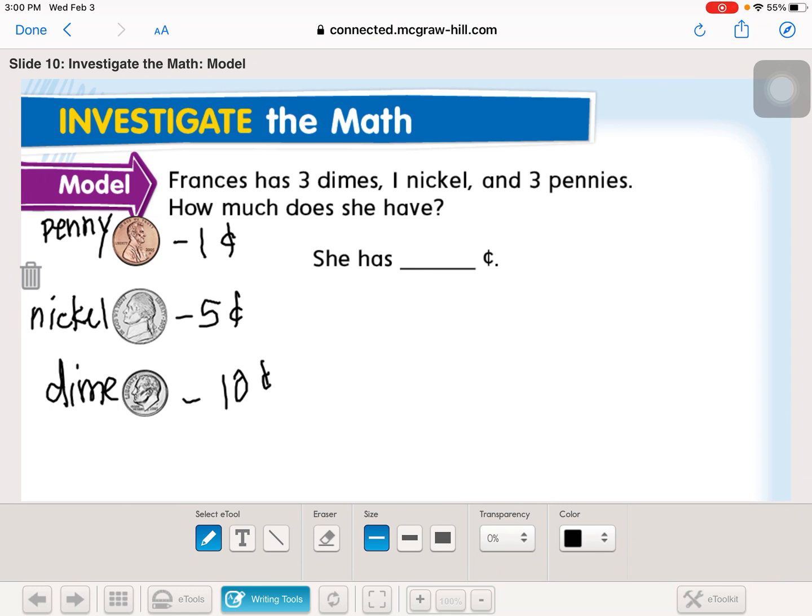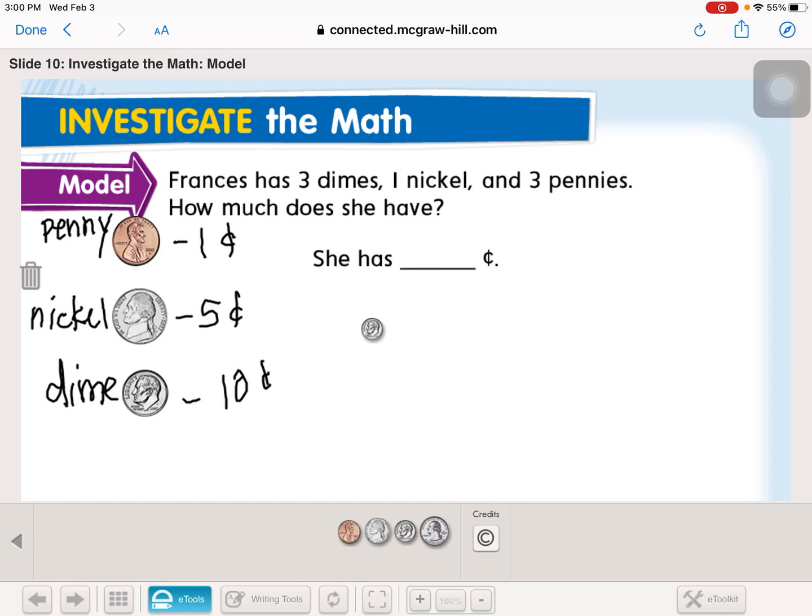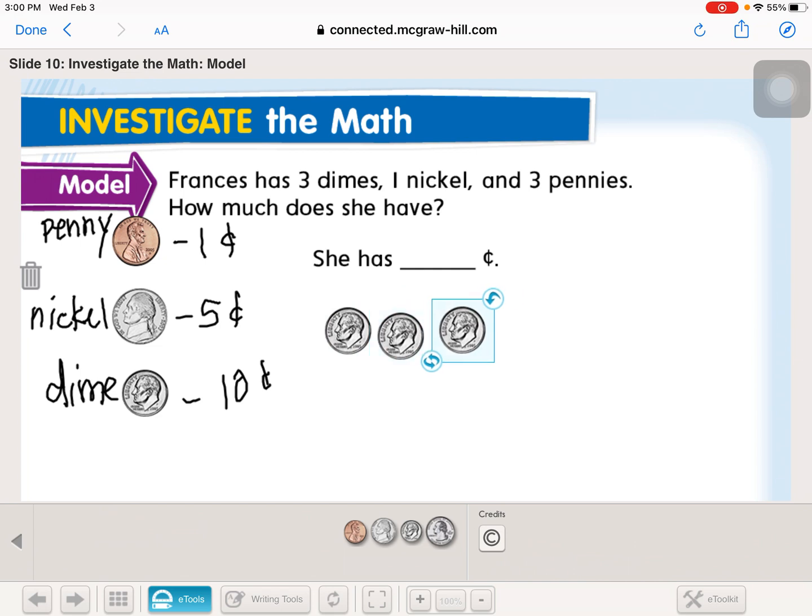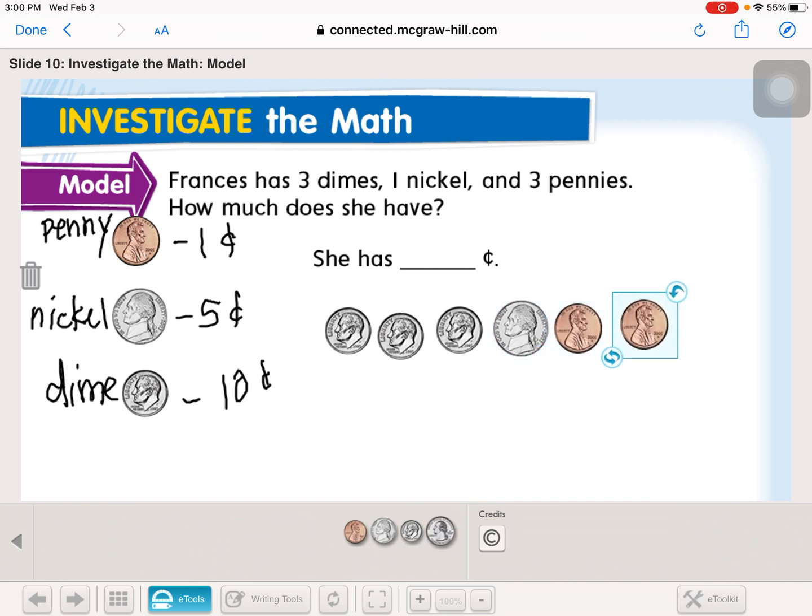It says Francis has 3 dimes, 1, 2, 3, 1 nickel and 3 pennies. Now, when we are counting money, we always want to start with the bigger coins first, or the bigger amounts first, and then go to the smaller ones, because it's easier to add bigger numbers first and then add on smaller numbers than to go the opposite way.